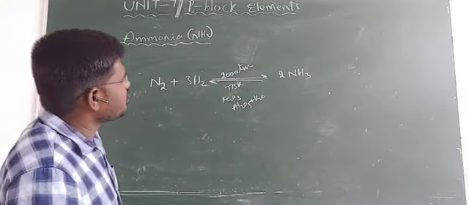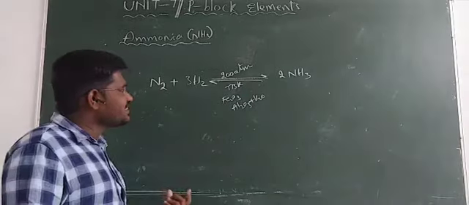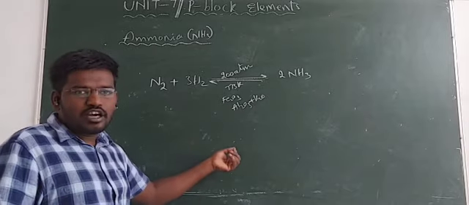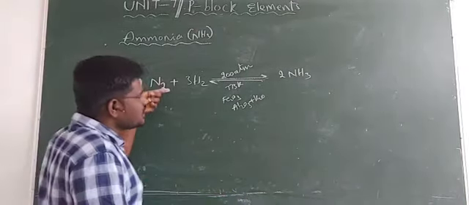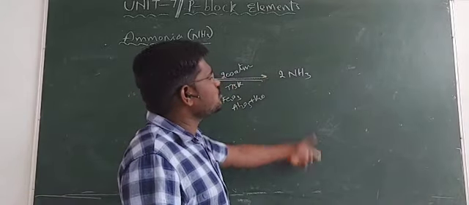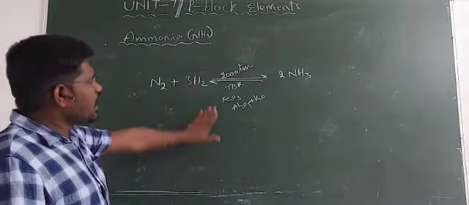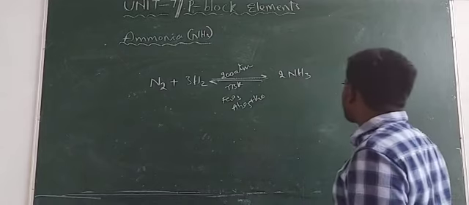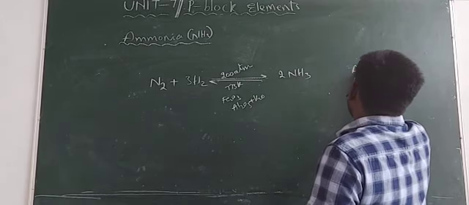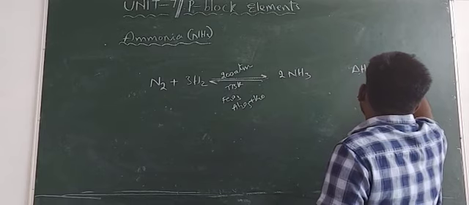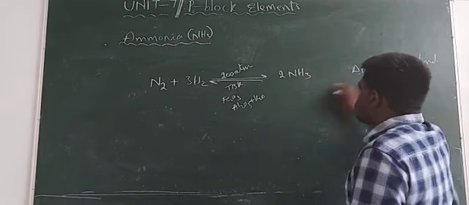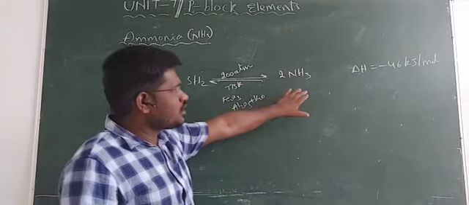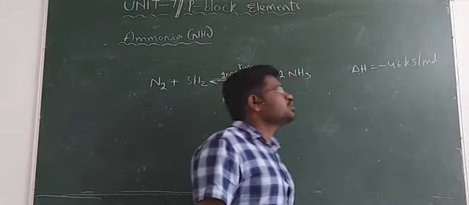According to Le Chatelier's principle, when pressure increases, volume decreases. When volume decreases, the system wants to decrease the number of moles. Here, when the reaction proceeds in the forward direction, the number of moles decreases. That's why we have to maintain high pressure here. And you know, guys, this is an exothermic reaction. In the formation of ammonia, the heat liberated is 46 kilojoule per mole.